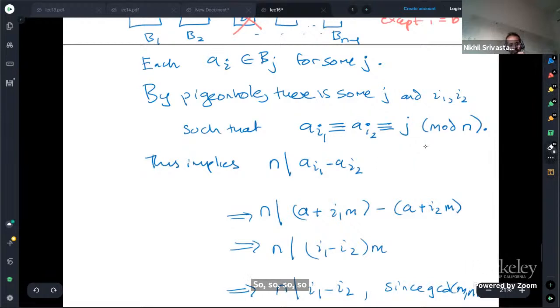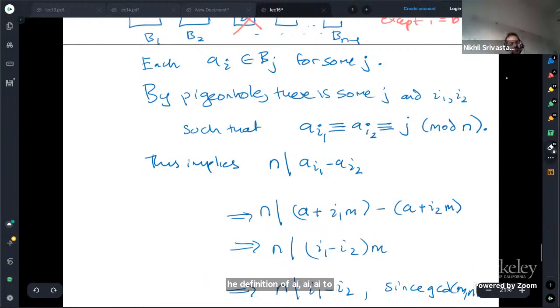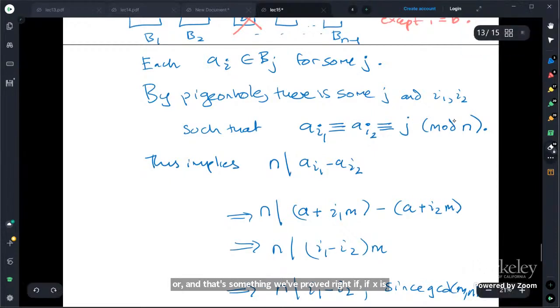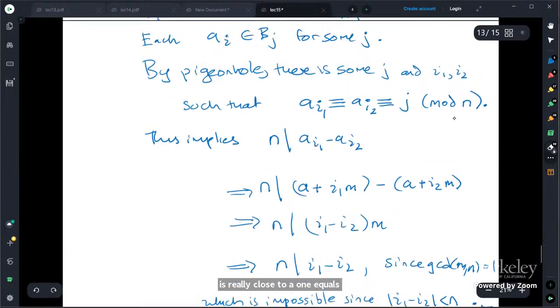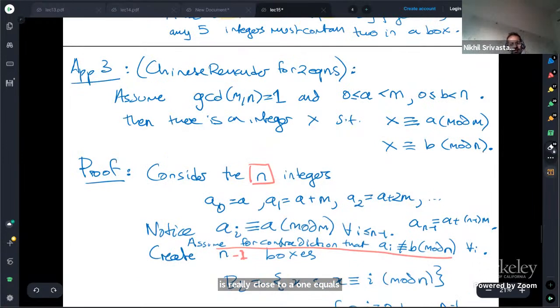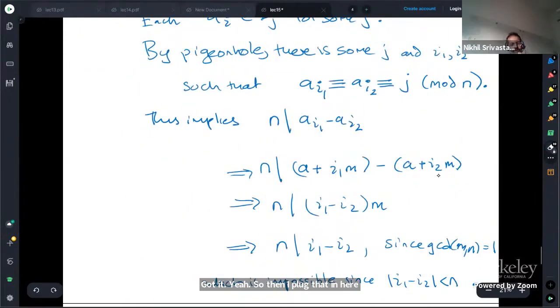So this sentence, the first one, is a definition of AI1 congruent to AI2 modulo N. Or that's something we proved, right? If X is congruent to Y mod N, then N divides X minus Y. Oh, yes. So previously when you wrote A0 equals A1 equals A plus M, so that's why. Yeah, I defined the AIs over here, right? Got it. So then I plugged that in here, and that's how I got A plus I1M, A plus I2M.